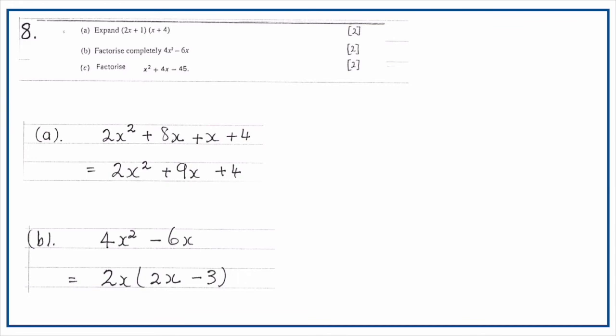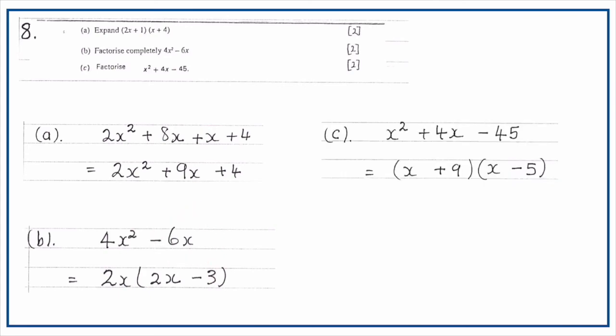8b, factorize completely 4x squared minus 6x. Factorizes completely as 2x open bracket 2x minus 3 close bracket, because 2x goes into 4x squared 2x times, and 2x goes into 6x 3 times.